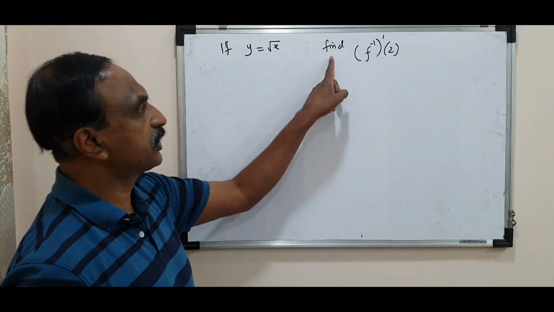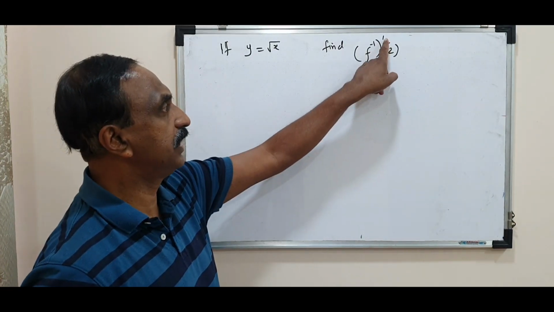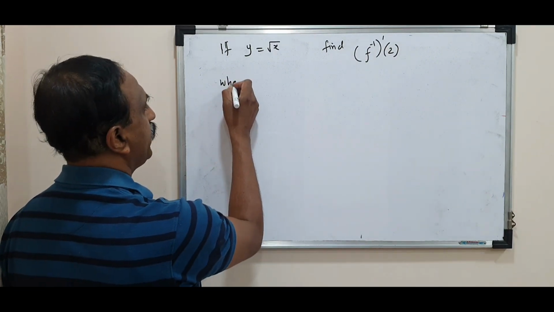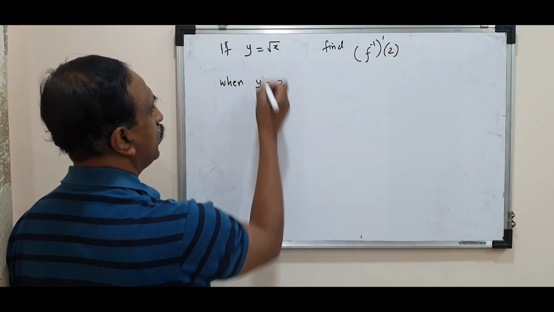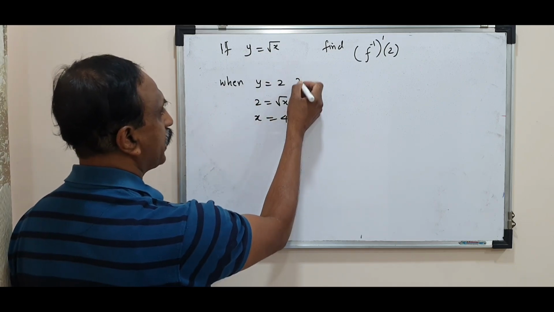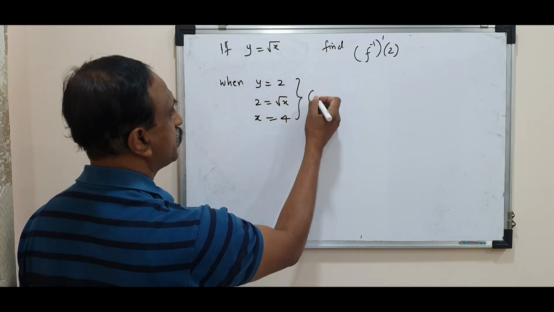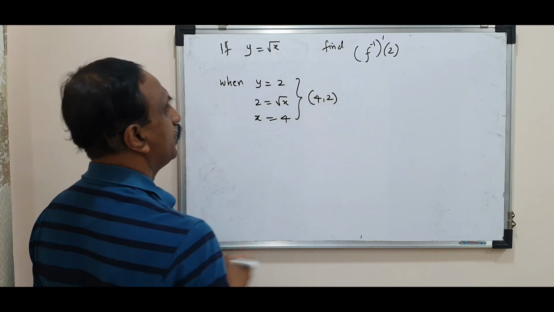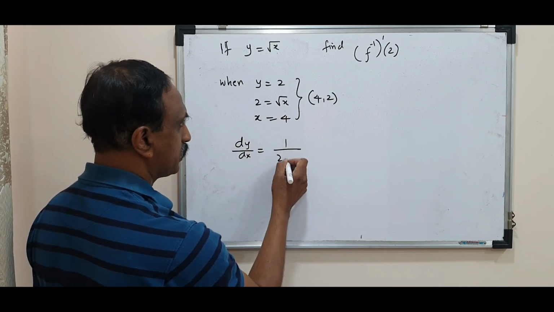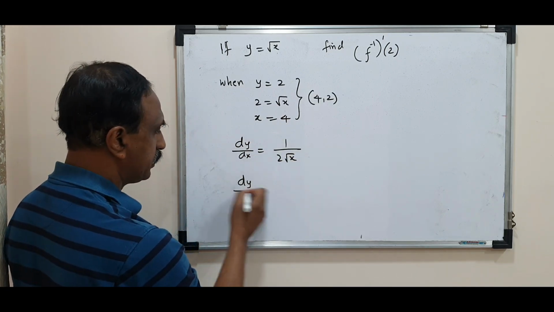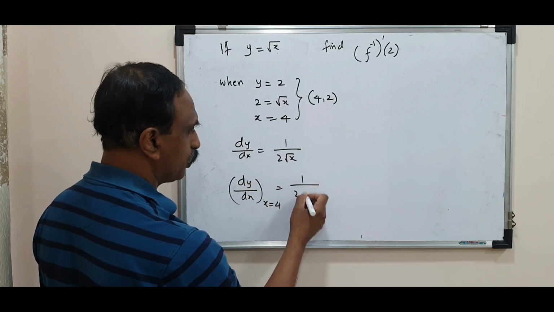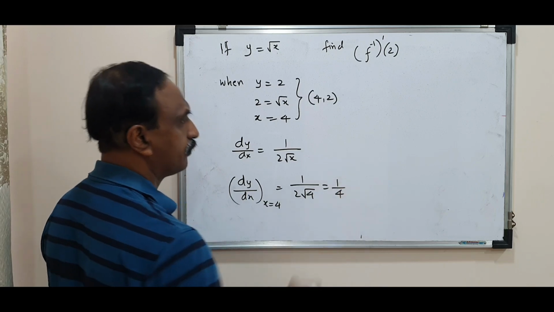If y is equal to root x, find the f inverse derivative at 2. So when y is 2, 2 is equal to root x, so x equal to 4. So the point corresponding to this function is (4, 2). So what is the derivative? dy by dx is 1 by 2 root x. So dy by dx at x equal to 4 is 1 by 2 root 4, that is 1 by 4.